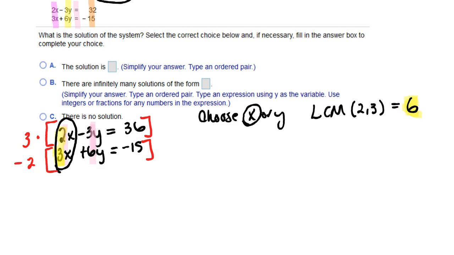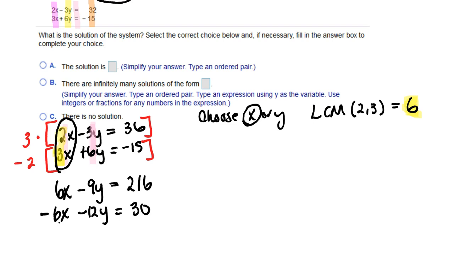So let's multiply that 3 by every term in the first equation. That becomes 6x minus 9y equals 36 times 6 is 216. Negative 2 times 3x is negative 6x. Negative 2 times 6y, so negative 12y. Negative 2 times 3 is a negative 6. Okay, and negative 2 times negative 15 will be a positive 30.